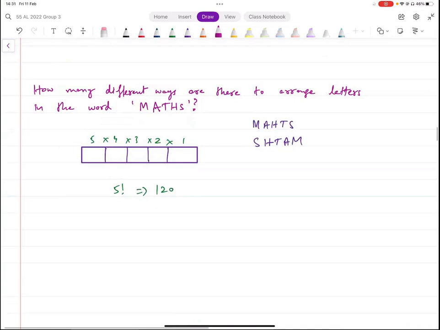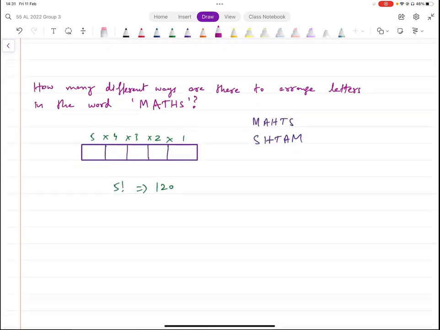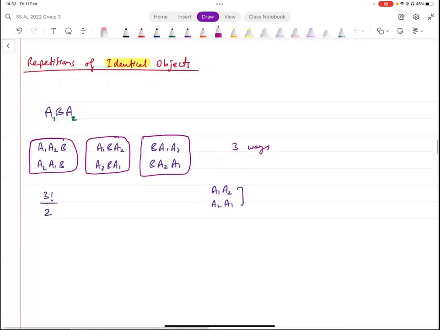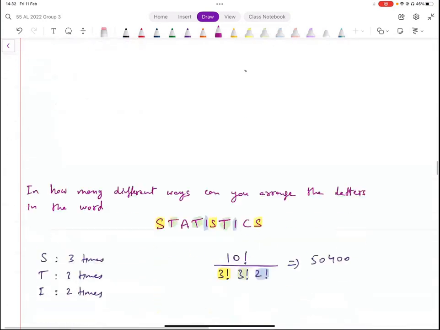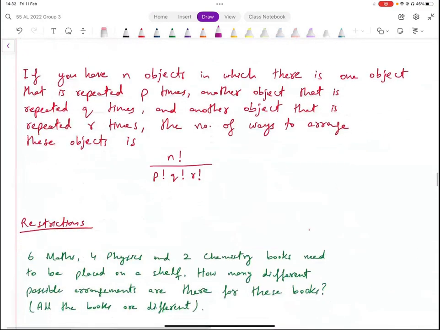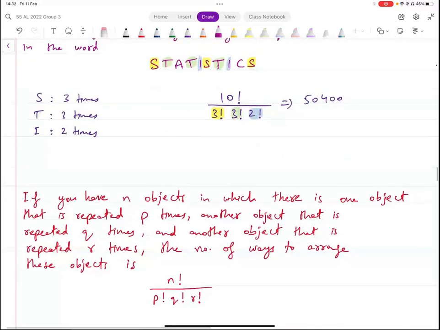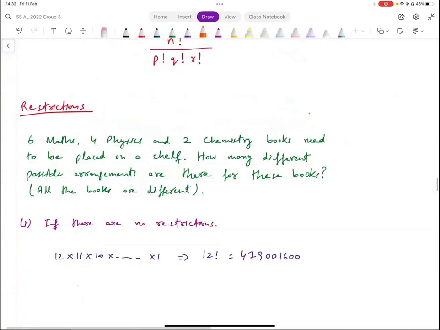Then we talked about how we can do similar things for letters, for instance, and basically for any set of objects. You can arrange them like this. Then we saw what happens if some objects are being repeated. The summary of that was, if you have n objects in which one object is repeated p times, another object is repeated q times, another object is repeated r times, then we divide by the arrangements of the repetitions, so that they are not counted multiple times. We saw this in the morning.